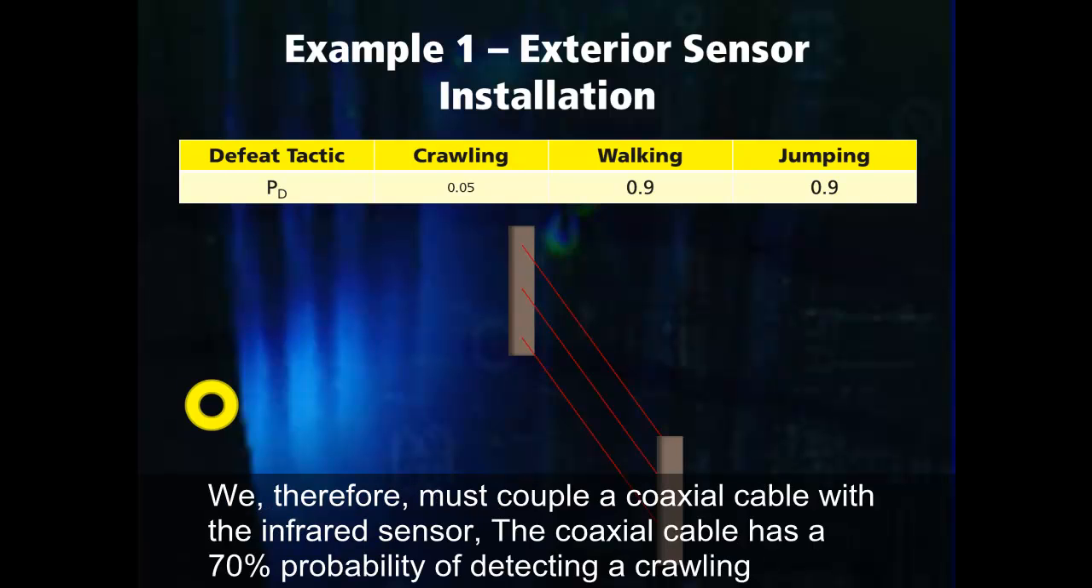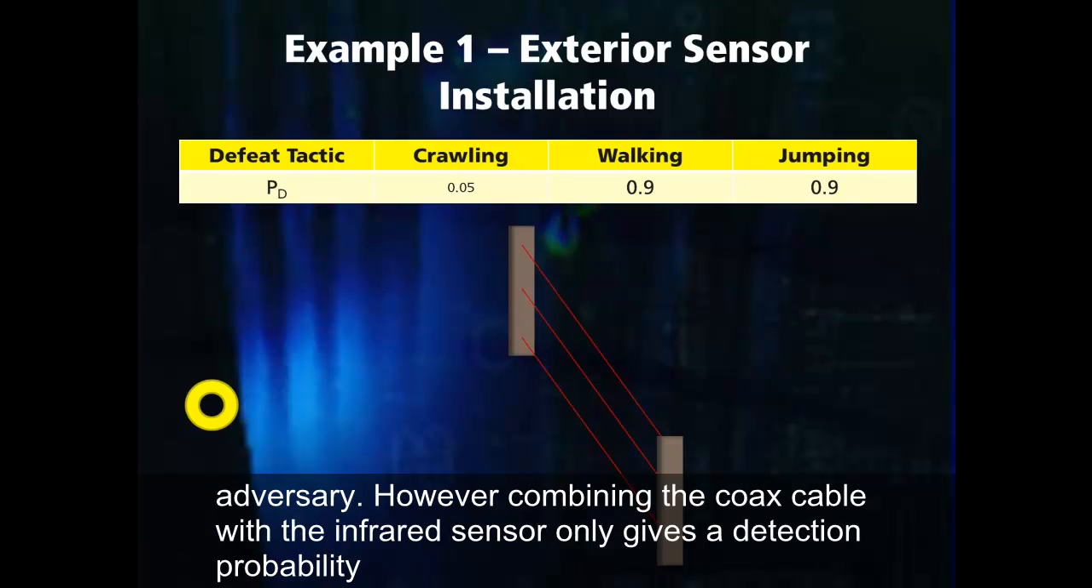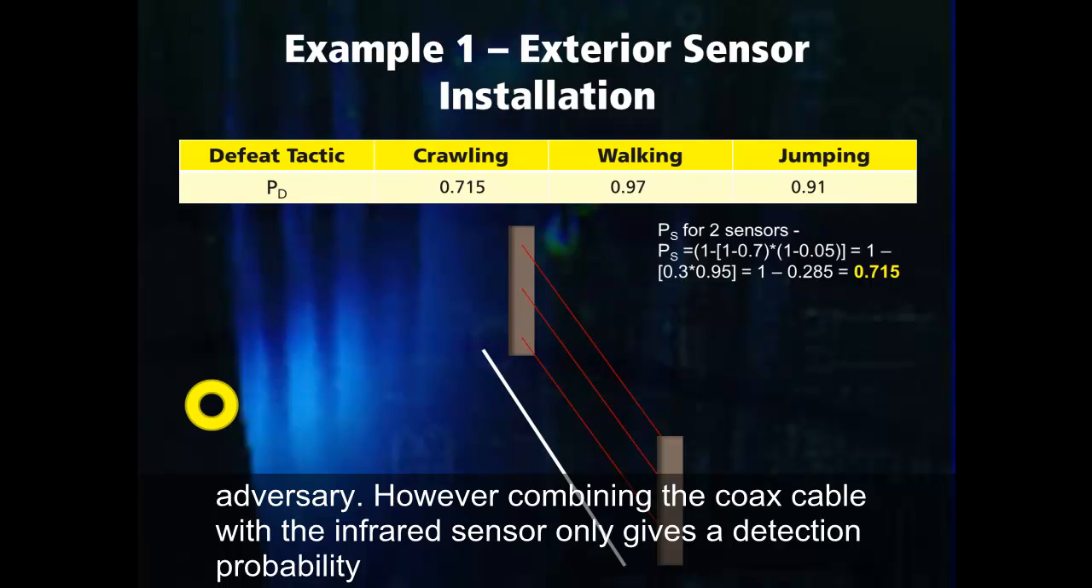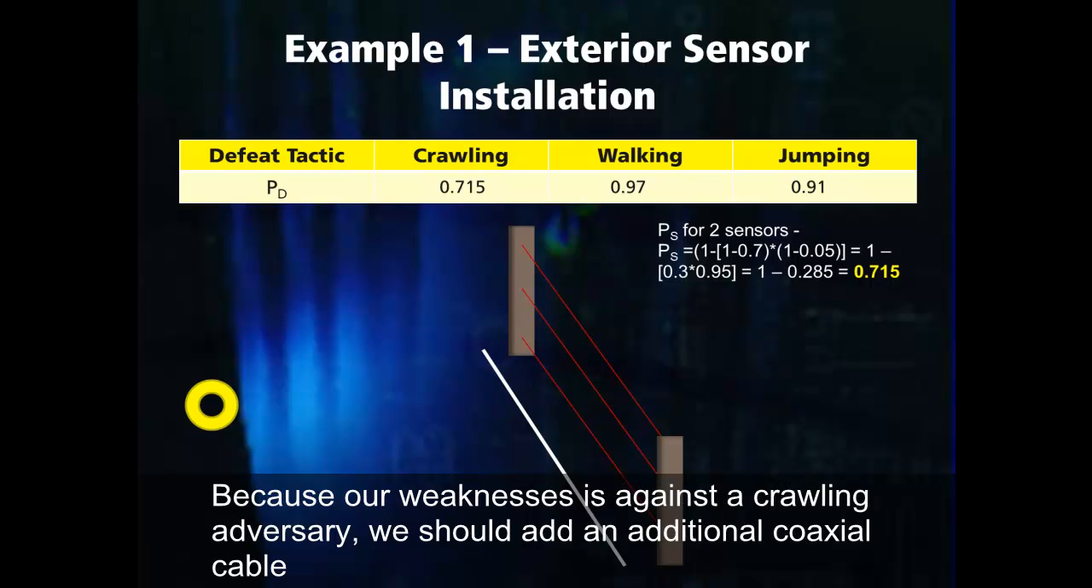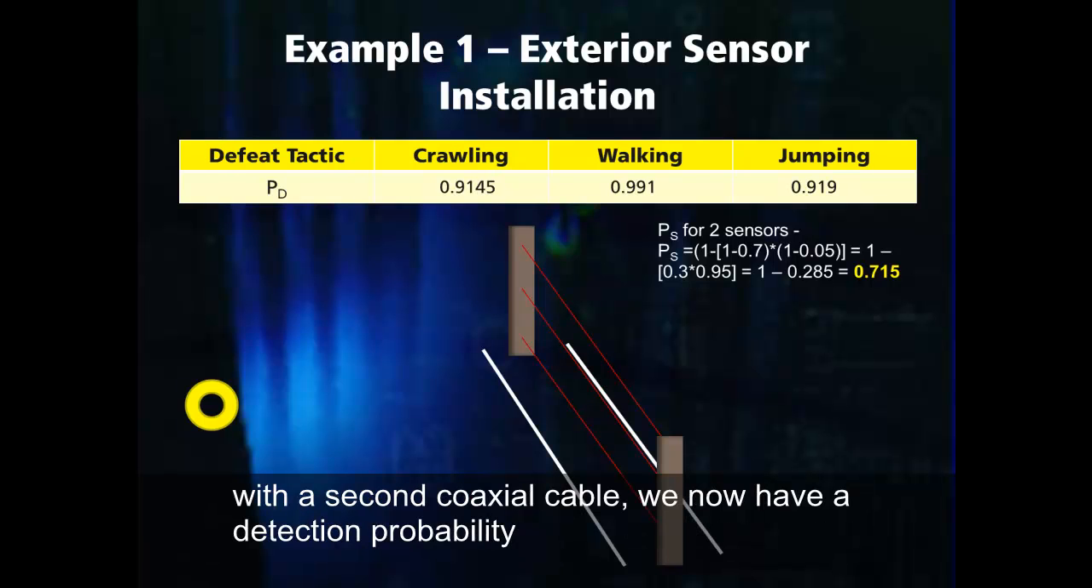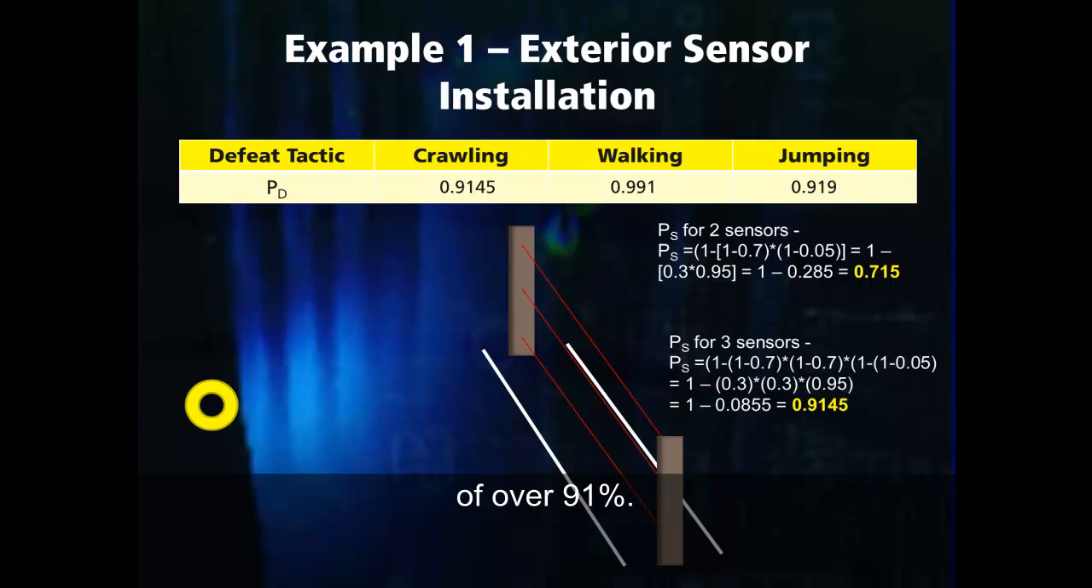We therefore must couple a coaxial cable with the infrared sensor. The coaxial cable has a 70% probability of detecting a crawling adversary. However, combining the coax cable with the infrared sensor only gives a detection probability of 71.5% to detect a crawling adversary, well below our requirement of 85%. As a result, we need to add another sensor. Because our weakness is against a crawling adversary, we should add an additional coaxial cable. With a second coaxial cable, we now have a detection probability of over 91%.